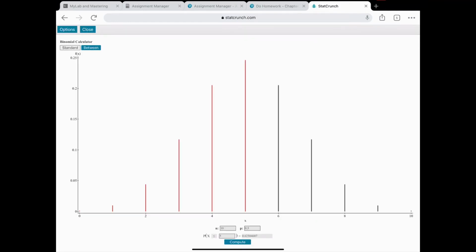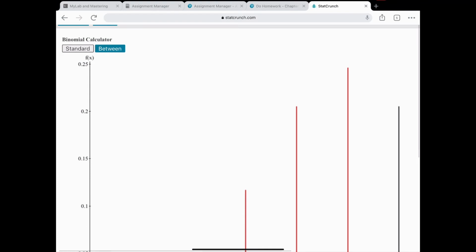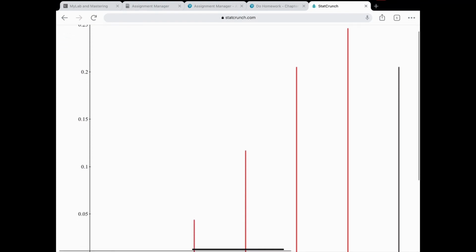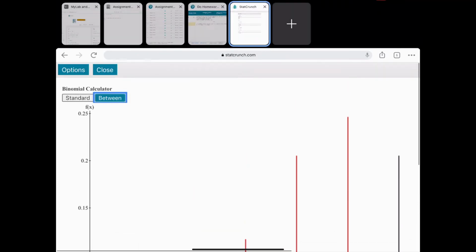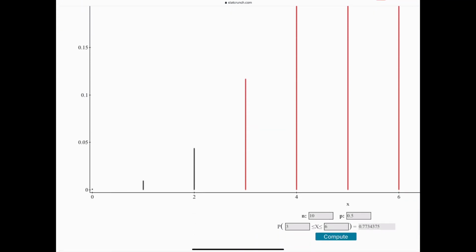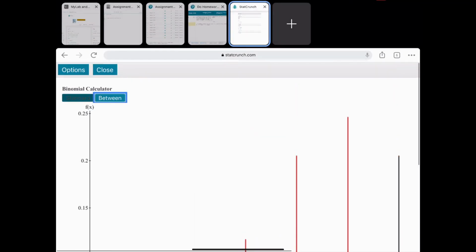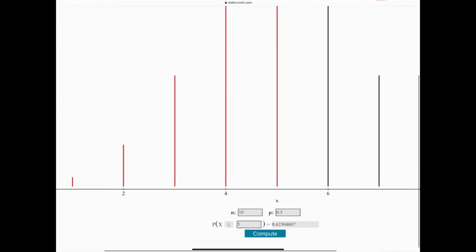Once again, please go back and watch that geometric video. Between standard and between is when we're dealing with whether we want to equal a certain value or be less than or equal to or greater than or equal to. Between is the option whenever you want to go in between two values. But for this first question, we want to go back to standard. And we need to input some values here.